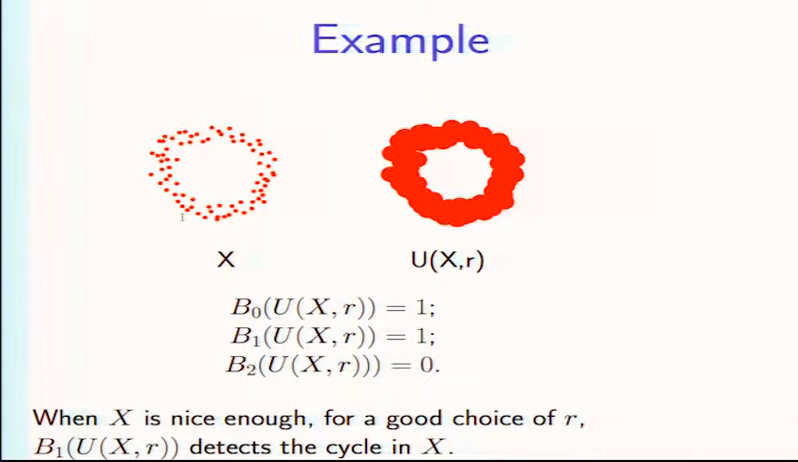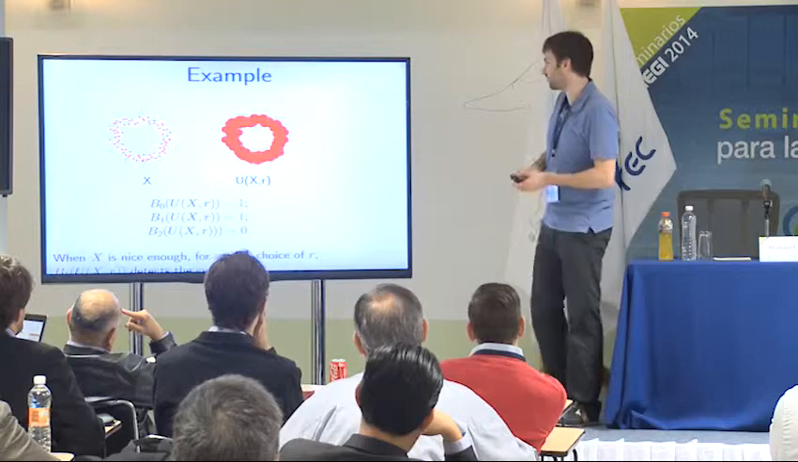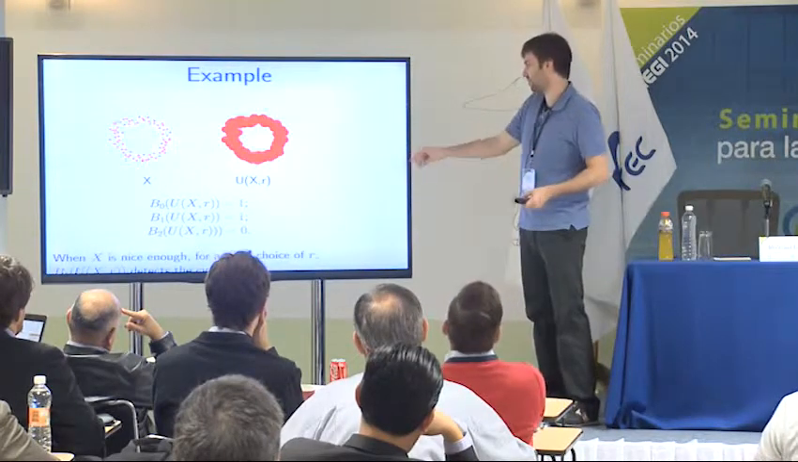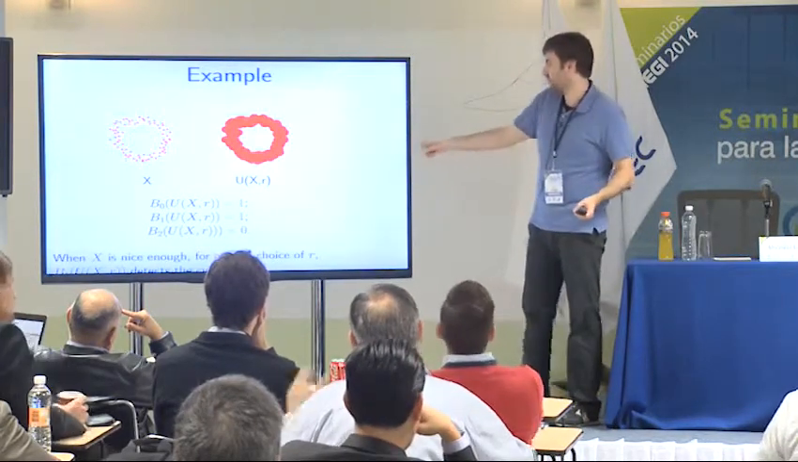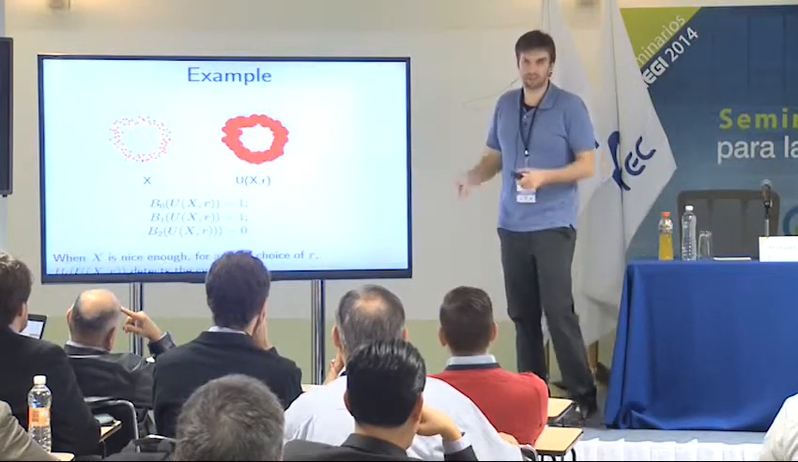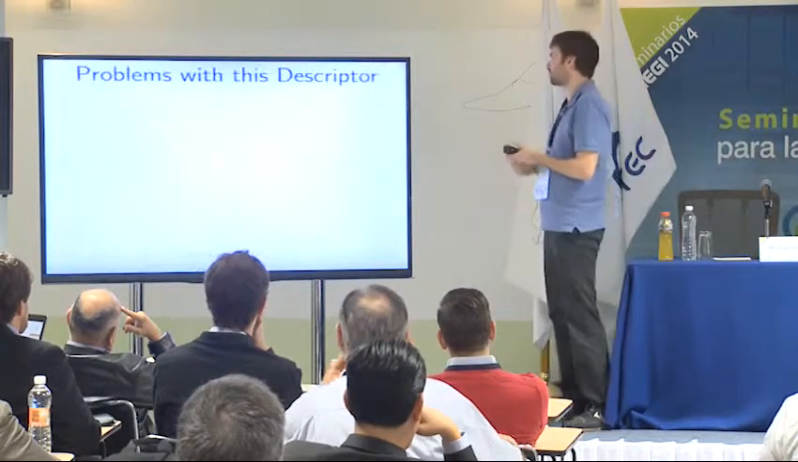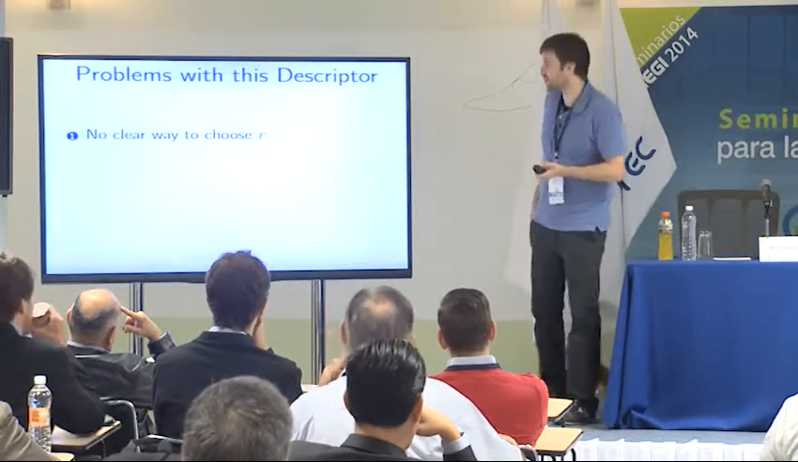It's capturing the fact that there's that cycle there. Okay? And so that's a natural thing to try to do, if you know this hole counting formalism. And indeed, when X is nice enough, for a good choice of the radius, this b1 of U(X, r) detects the cycle in the space X. Okay? And in fact, these are computable also in practice, but nevertheless, there are several problems with this approach.